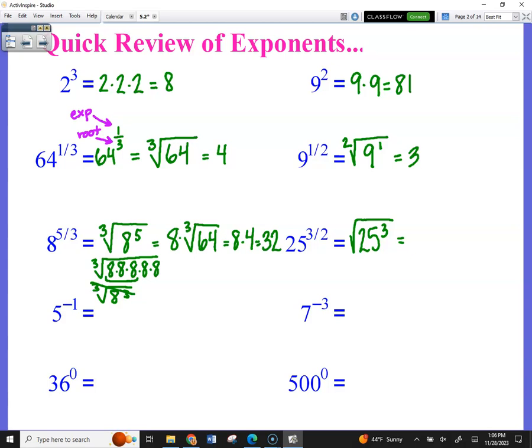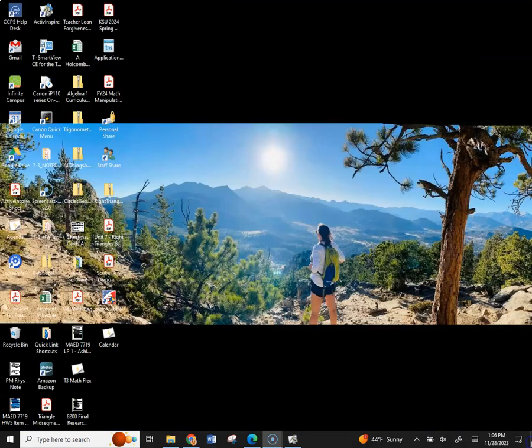I would not expect you to do this one in your head. If you type this in the calculator, you're going to get 125. If you need to see how to type it in, stand by.